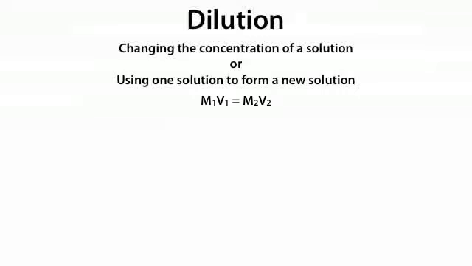What does this mean? In the dilution problem, we're going to start off with an original solution and end up with a new solution. The original solution has molarity 1 and volume 1. The new solution has molarity 2 and volume 2. So M1 is the molarity of the original solution, V1 is the volume of the original solution, M2 is the molarity of the new solution, and V2 is the volume of the new solution.